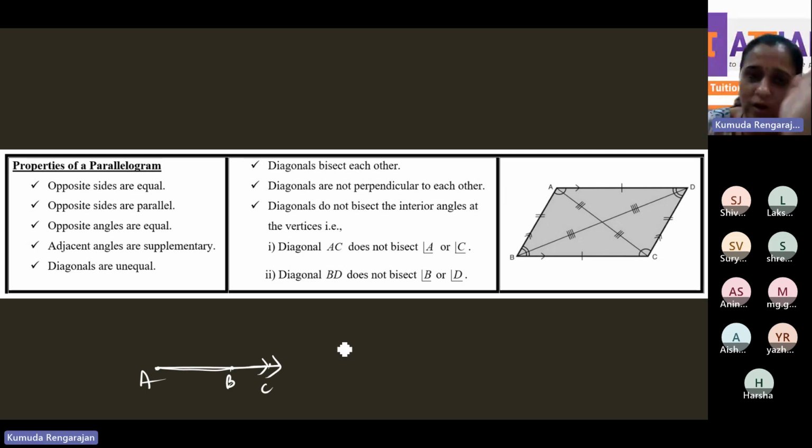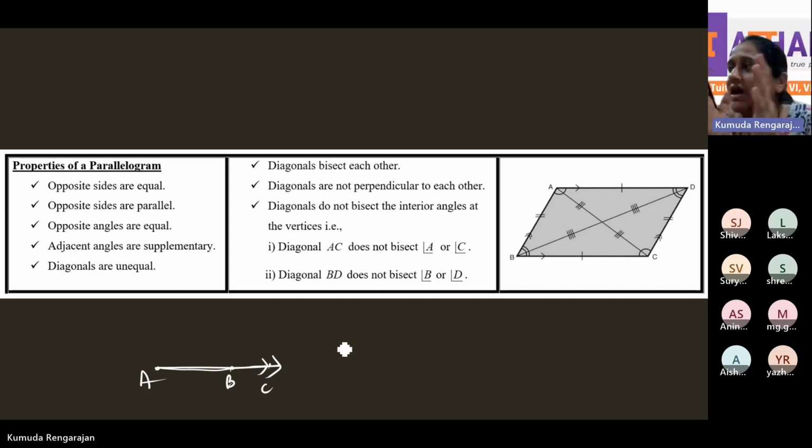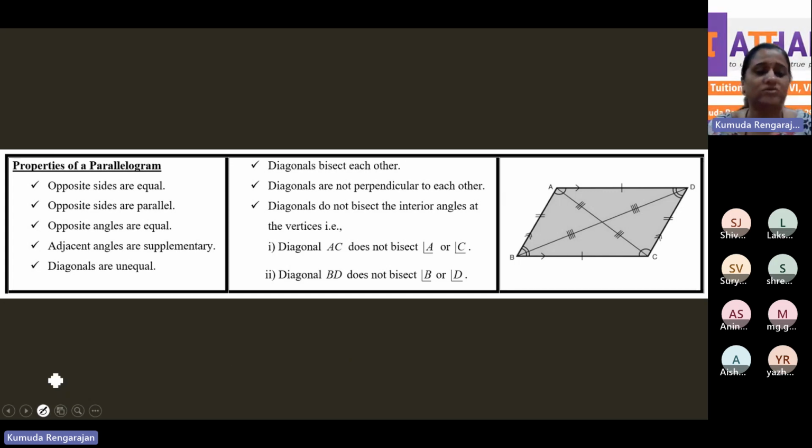When the arms spread out, the angle is more than 0 degrees. When the arms don't spread, they coincide on one another, they coincide: 0 degree or 0 angle.